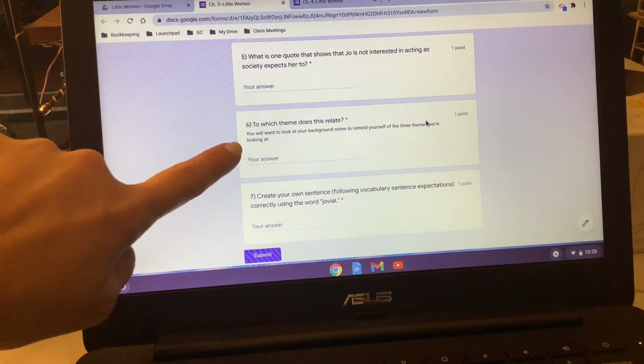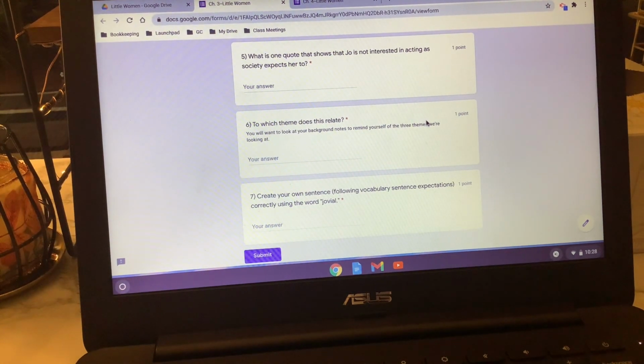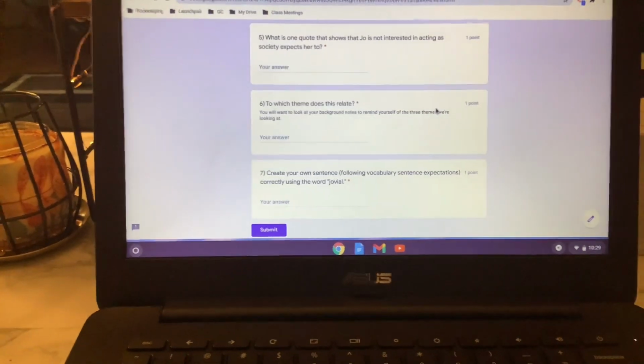And then to which theme does this relate? This relates to the theme societal expectations of women. So those of you who are listening with the video, we really hit on that right away as I talked about it. And then finally, your jovial sentences. I gave you feedback on those if they needed changing, but remember, those vocabulary sentences need to be at least 6 words long, and they need to show me that you understand the definition of the word.